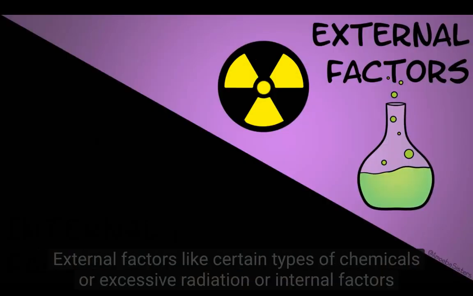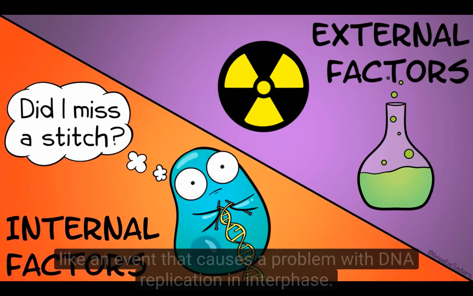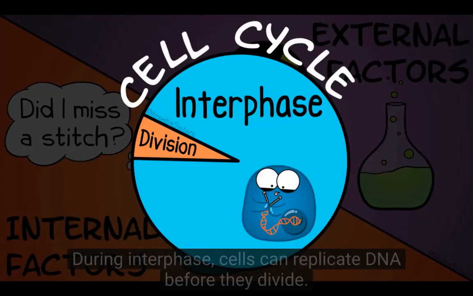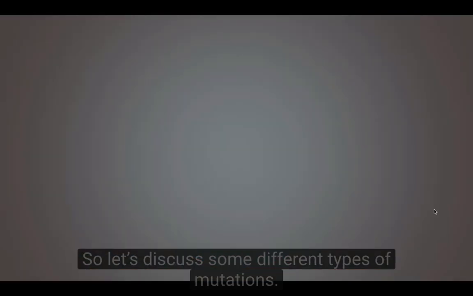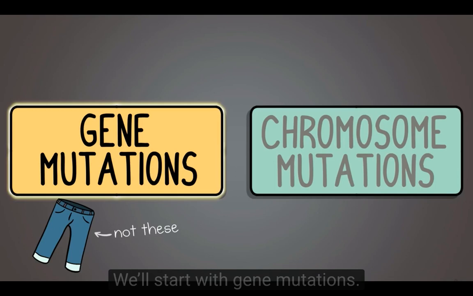External factors like certain types of chemicals or excessive radiation, or internal factors like an event that causes a problem during DNA replication in interphase. During interphase, cells can replicate DNA before they divide. So let's discuss some different types of mutations. We'll start with gene mutations.